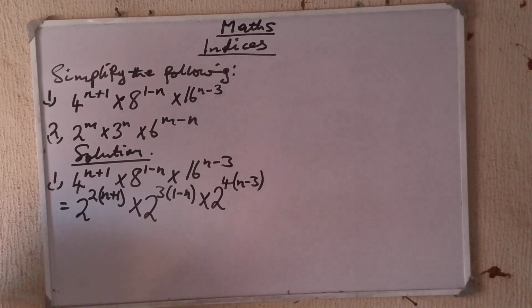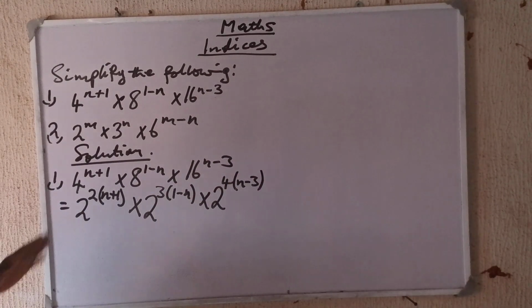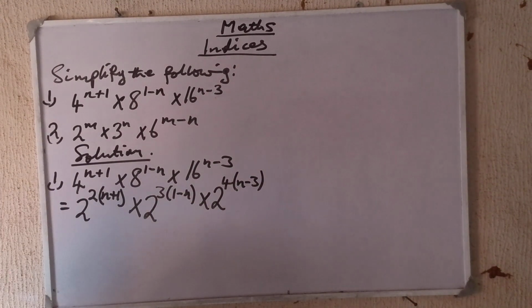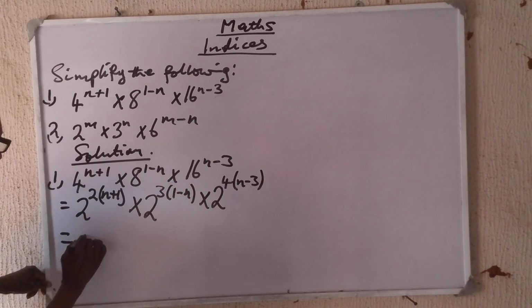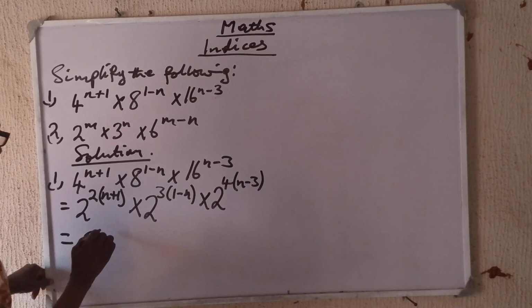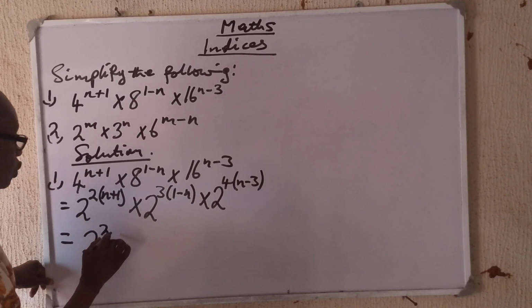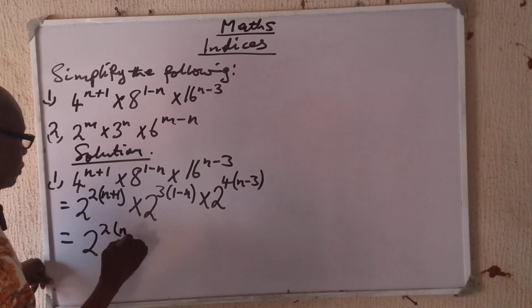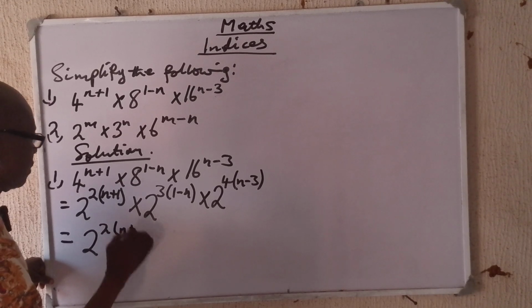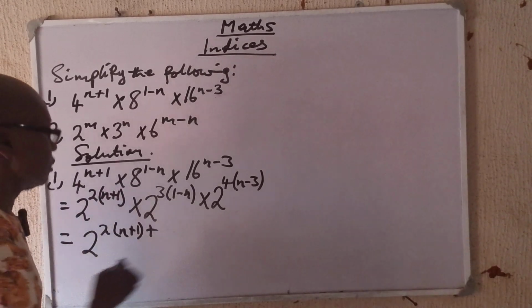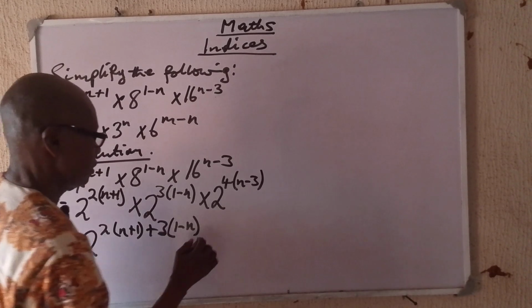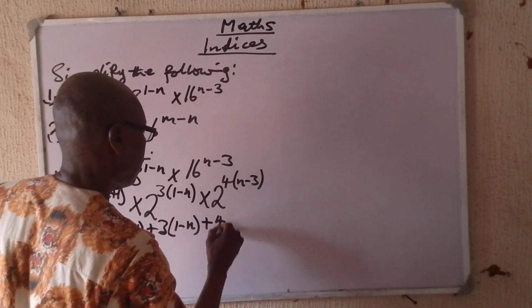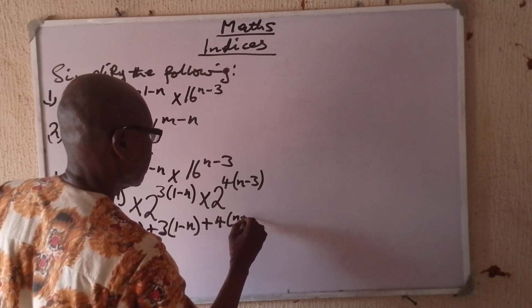Again, following the laws of indices, we know that since we have the same base, we are to add the powers, and that will give us 2 raised to power 2 into n plus 1 plus 3 into 1 minus n plus 4 into n minus 3.